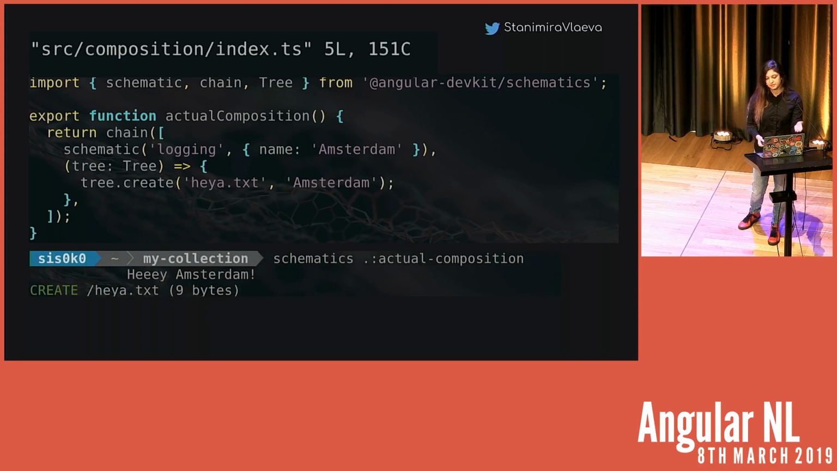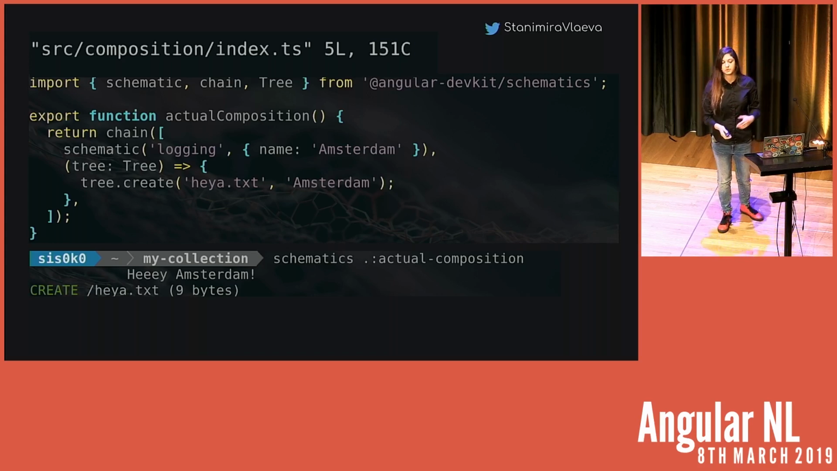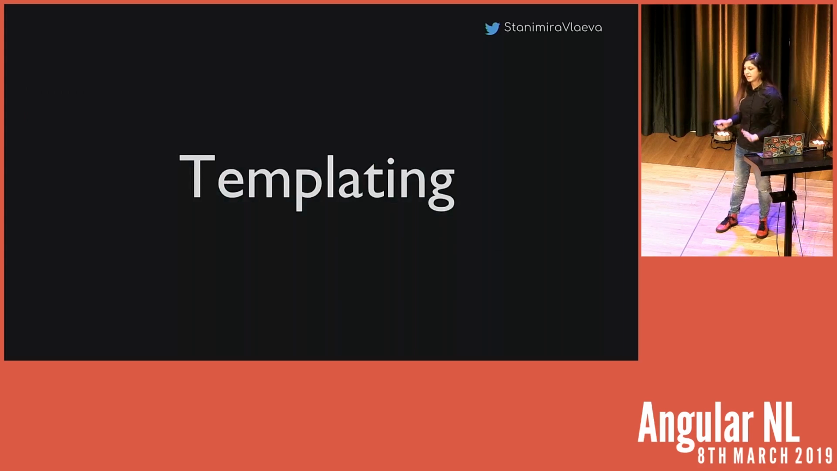And here we get the same result. We log something, and then the second rule that is inserted there, the second arrow function, creates some file. This is another common pattern. So you may have to combine different scripts with chain. All right, templating.